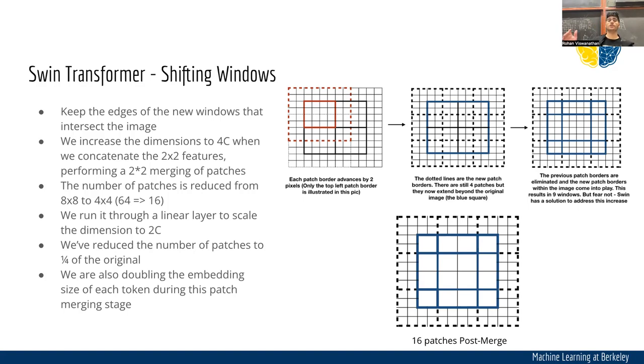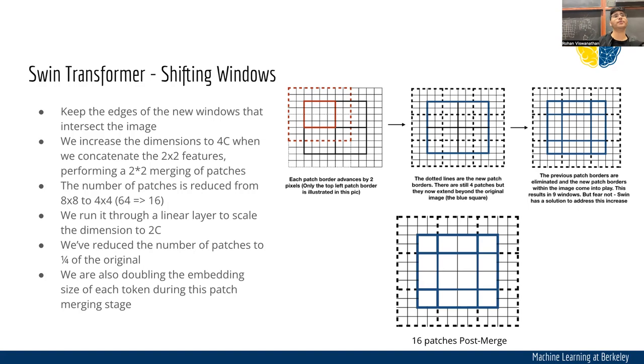So essentially, we're reducing the number of patches to 1/4 of the original, but we're doubling the size of the embedding size during this patch merging stage, right? So while we're reducing the breakdown of our patches, we're shifting the actual boundaries that we're using for each of these patches. We're keeping the embedding size and doubling it, so that the total number of features that we have, we're not actually losing information. We're just reducing dimensionality while keeping the total amount of information that we have consistent.